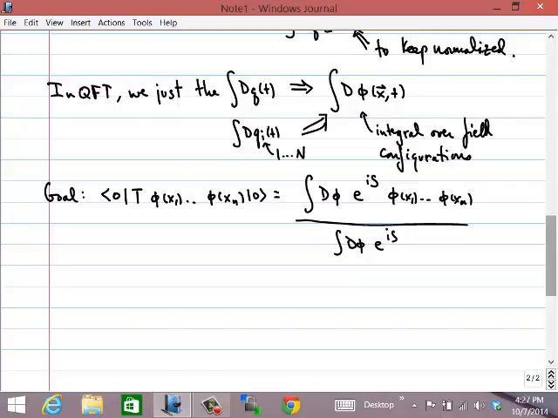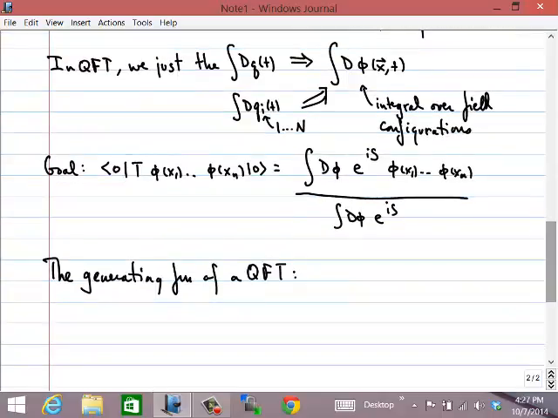Okay. So, an efficient way of packaging these vacuum expectation values is by introducing what's known as the partition function or generating function of a quantum field theory. So the generating function of a quantum field theory is defined as follows.